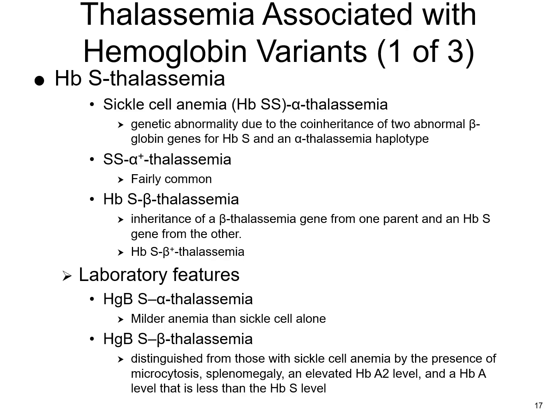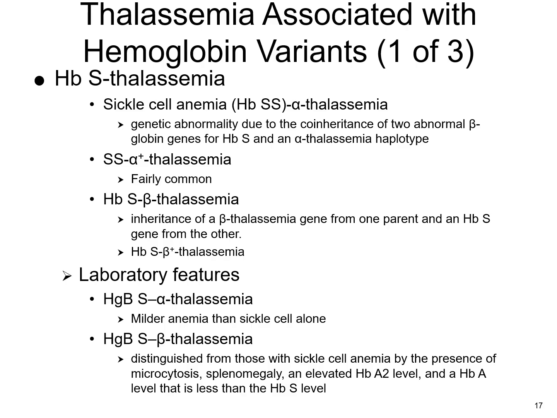In hemoglobin S beta thalassemia, one parent contributes a hemoglobin S gene and the other parent contributes a beta thalassemia gene. This results in a compound heterozygous state with clinical features that differ from classic sickle cell anemia. There are 2 subtypes. First one is hemoglobin S beta plus thalassemia, where there is reduced but not absent beta globin production. And then we have hemoglobin S beta 0 or null thalassemia, and this is with absent beta globin production. So laboratory findings will differ between these 2 conditions.